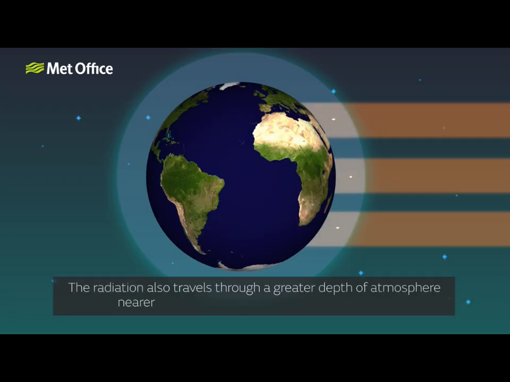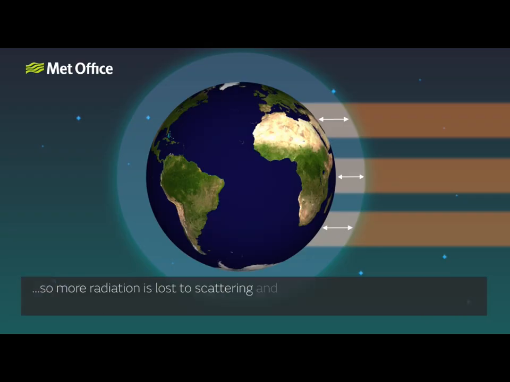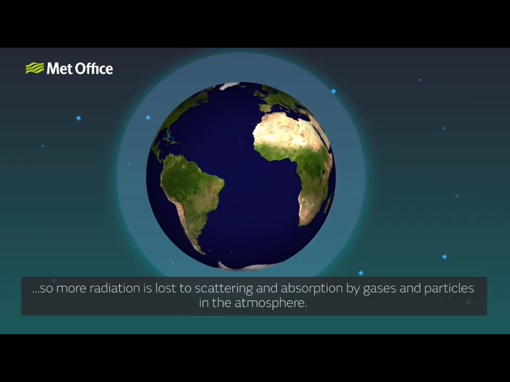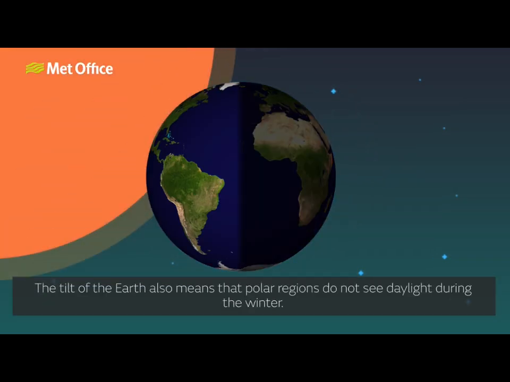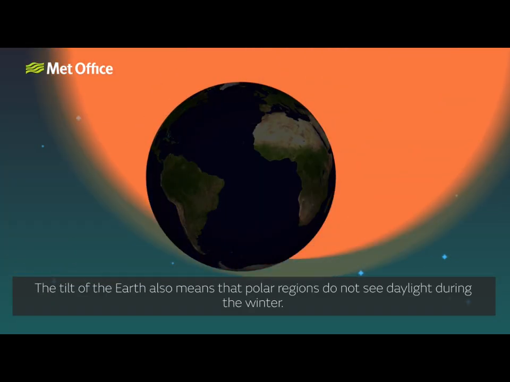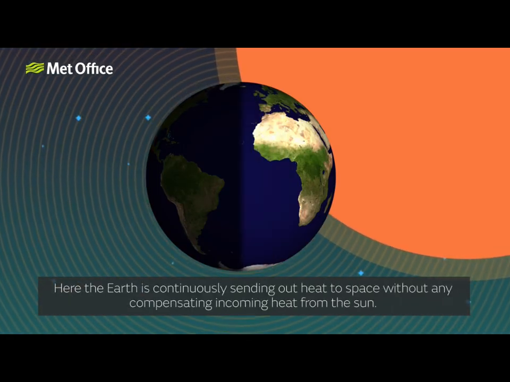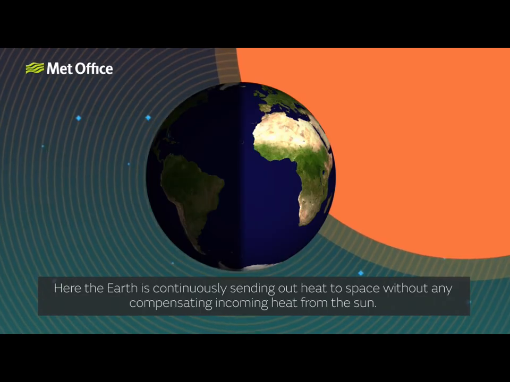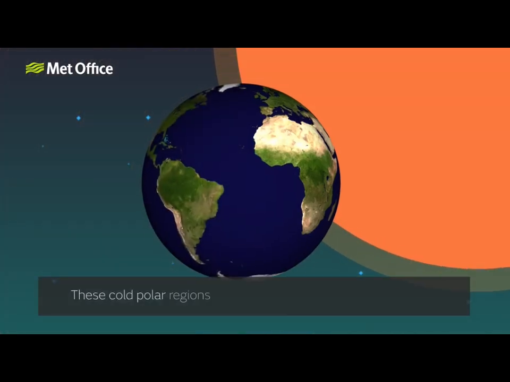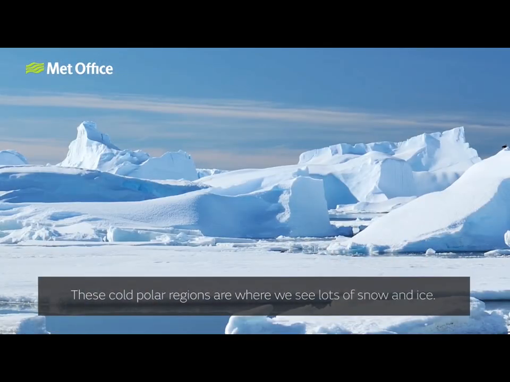The radiation also travels through a greater depth of atmosphere nearer the poles in comparison to the equator, so more radiation is lost to scattering and absorption by gases and particles in the atmosphere. The tilt of the Earth also means that polar regions do not see daylight during the winter. Here the Earth is continuously sending out heat to space without any compensating incoming heat from the sun. These cold polar regions are where we see lots of snow and ice.